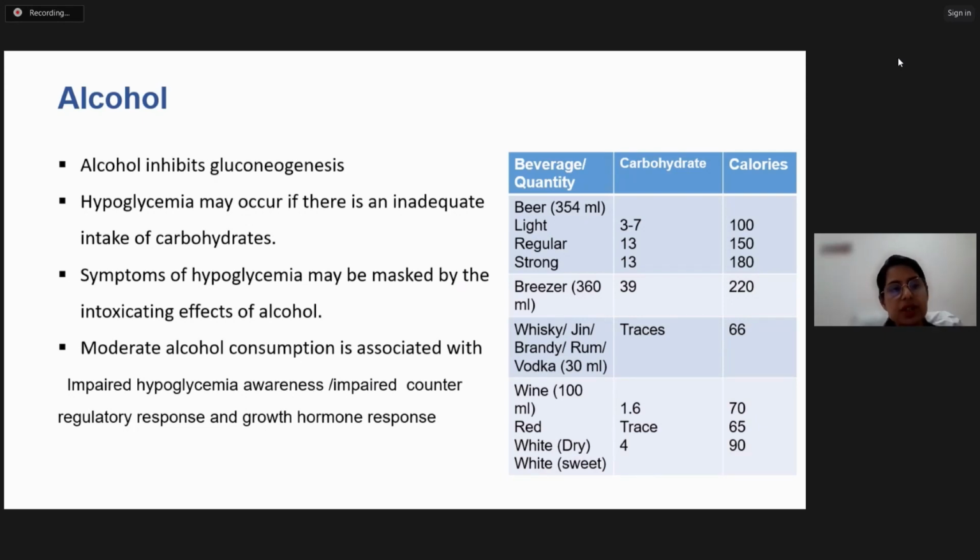Their insulin dosage needs to be well regulated. They should not take excess insulin, and more frequent blood glucose monitoring is required when alcohol consumption is there over the night.